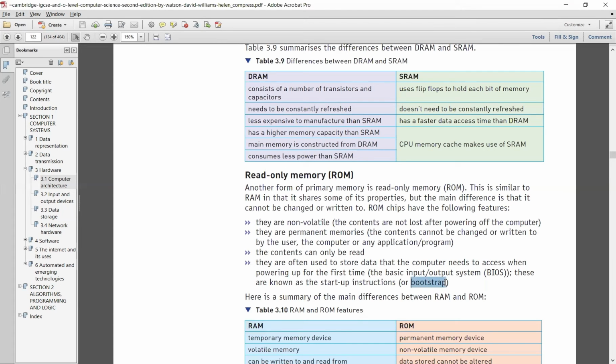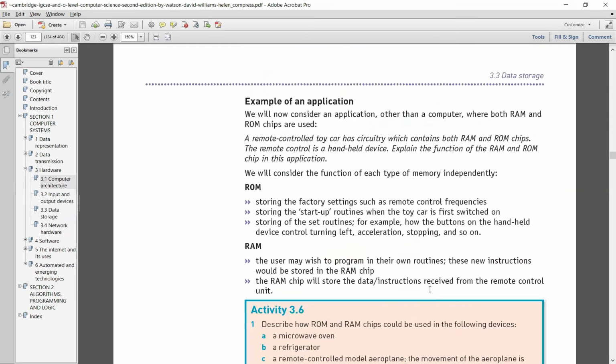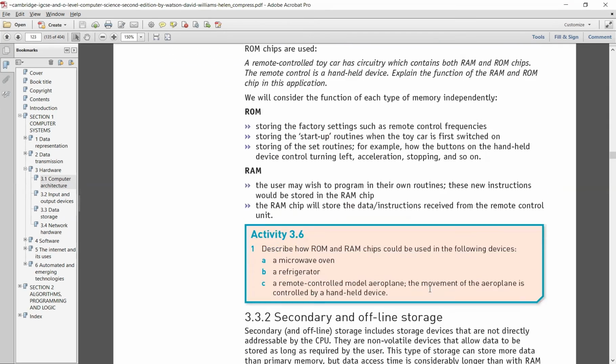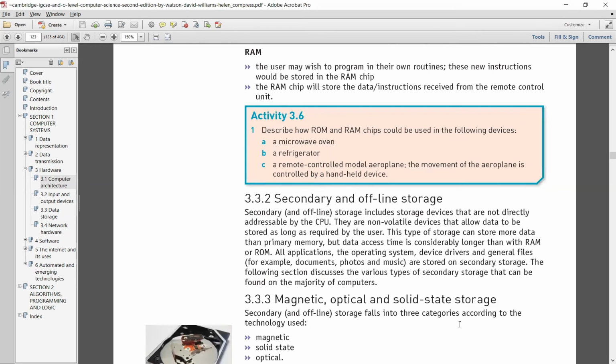So just remember these key terms. If they come in your paper, you should be able to answer. So startup instructions or bootstrap are actually held in your ROM. So any questions before we proceed to the secondary and offline storages? By the way, magnetic, optical, and solid state. This is what we need to know.